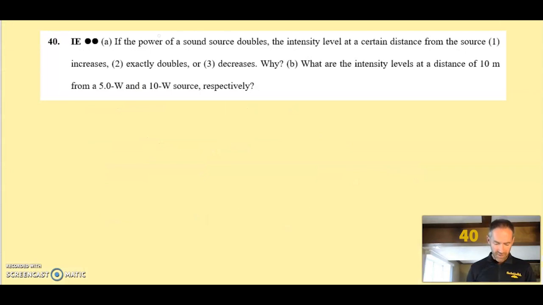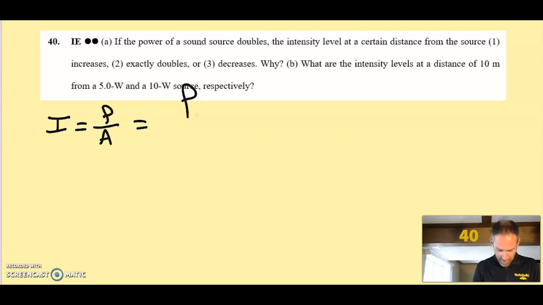On number 40, it says if the power of a sound source doubles, the intensity level at a certain distance from the source increases, exactly doubles, or decreases. Well, we can see something here. We can see that the intensity is the power divided by the area. Now, if the power increases, so it goes to something bigger for the same distance from the source, that means the cross-sectional area of the circle is going to be the same, then this obviously is going to be a bigger I.